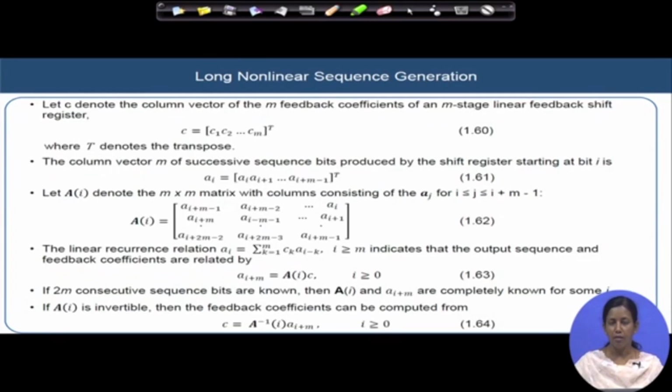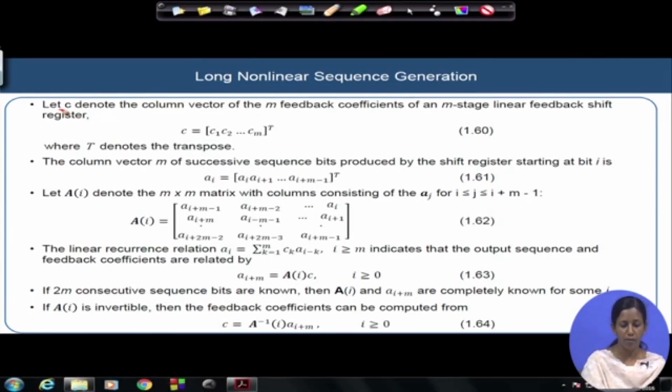So, let us see the criticality in terms of the mathematics also. Say, c denotes some column vector of the m feedback coefficients. These are the coefficients that we have designed, and small m is the number of stages involved in the linear feedback shift register.